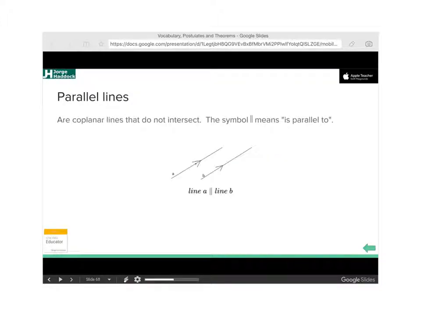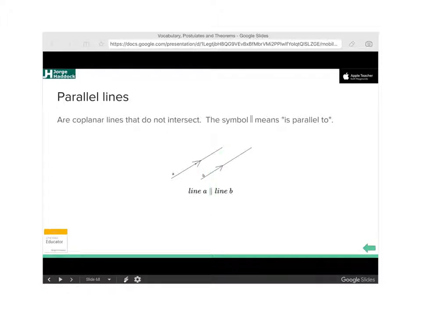Okay, so the next definition is parallel lines. Parallel lines are coplanar lines. This is important. They are on the same plane. Coplanar lines that do not intersect. The symbol, those two lines right there, means parallel to. So in this case, line A is parallel to line B. A way of saying it is that they are going in the same direction.